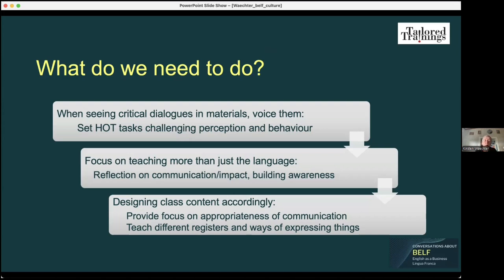So the audio and the video. When you teach, of course, that's, I think, basically the idea of the whole talk here. We have to teach more than just the language. So we really have to think about, if I communicate, what is the impact? How do I build awareness in the classroom of those things? And this also means that we have to design class content accordingly, so that we provide focus on how appropriate is the way of communication that I usually apply. What should I change? Where should I adapt? Not because something is wrong with the way I communicate, but because I want to be more successful in the communication. I want to have a wider range so that I can be more convincing, get the results that are good for me and for my partner as well. So this is also something that we have to teach.